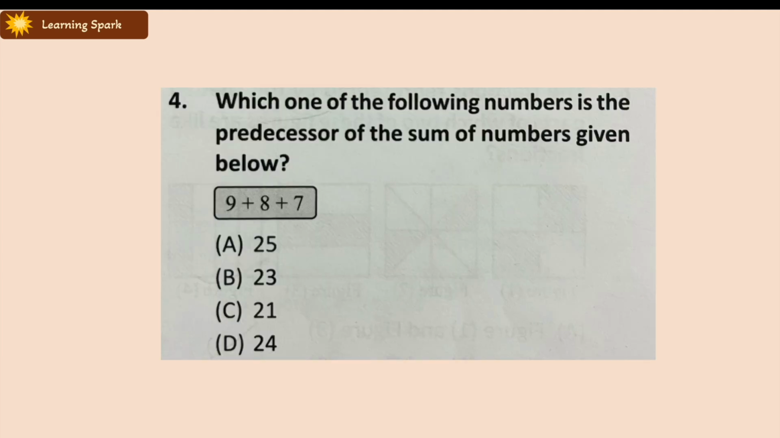Question number 4 is on your screen now. Let's work out the answer now. It's pretty simple. It is saying that which number is the predecessor of the sum of these numbers. So sum of these numbers, 9 plus 8 plus 7 is 24, and the predecessor of 24 is 23, because predecessor means previous number, right? So previous number of 24 is 23. This is the answer.